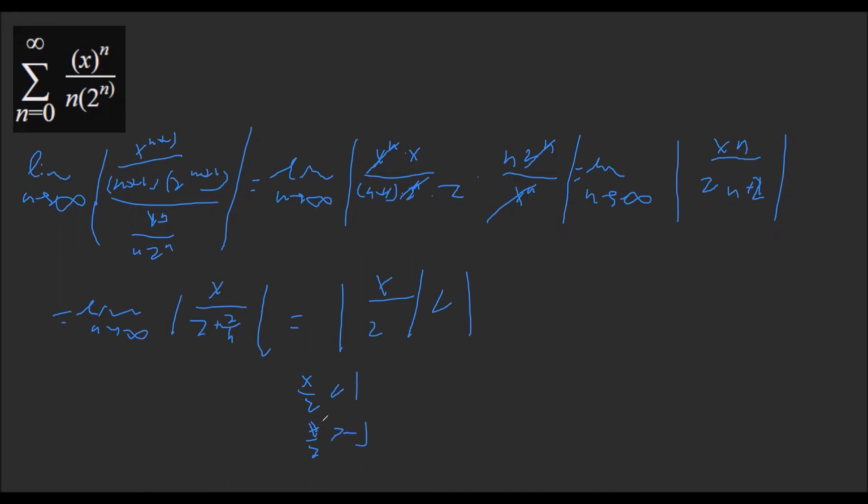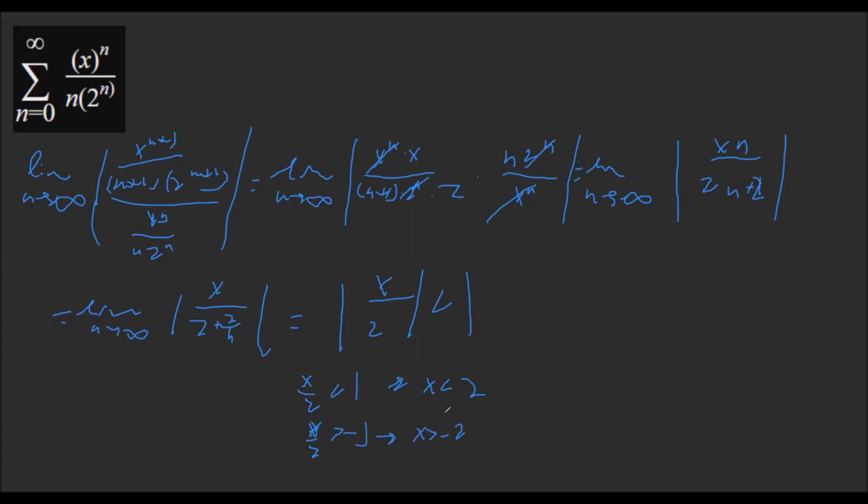So from here, we can multiply both sides of both inequalities by 2. And so this top inequality gives x less than 2, whereas this bottom inequality gives x is greater than negative 2.